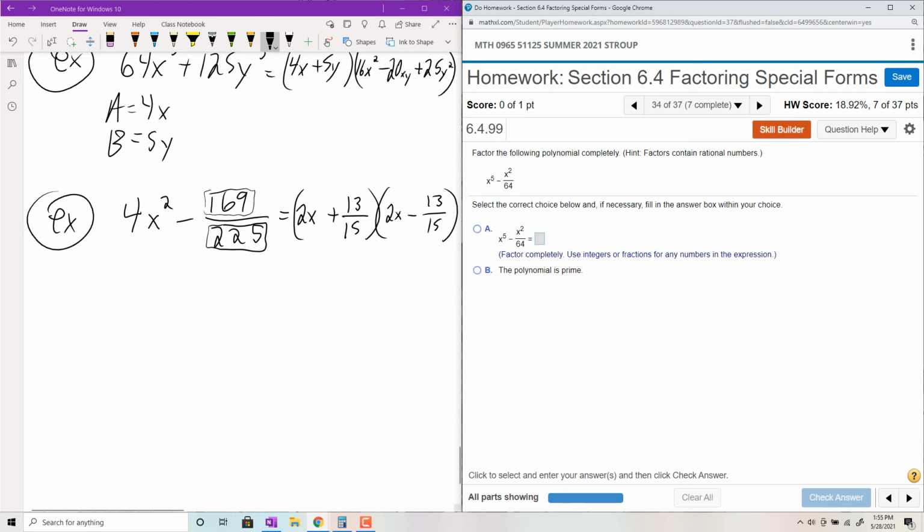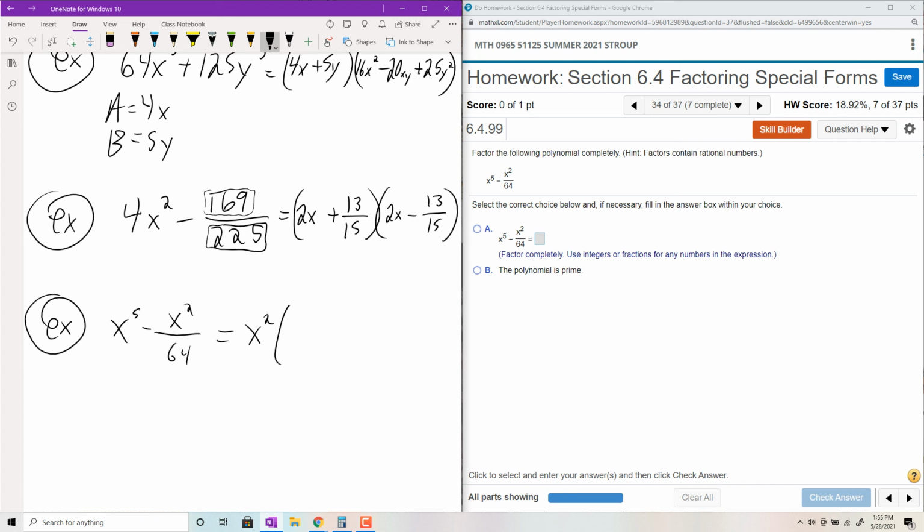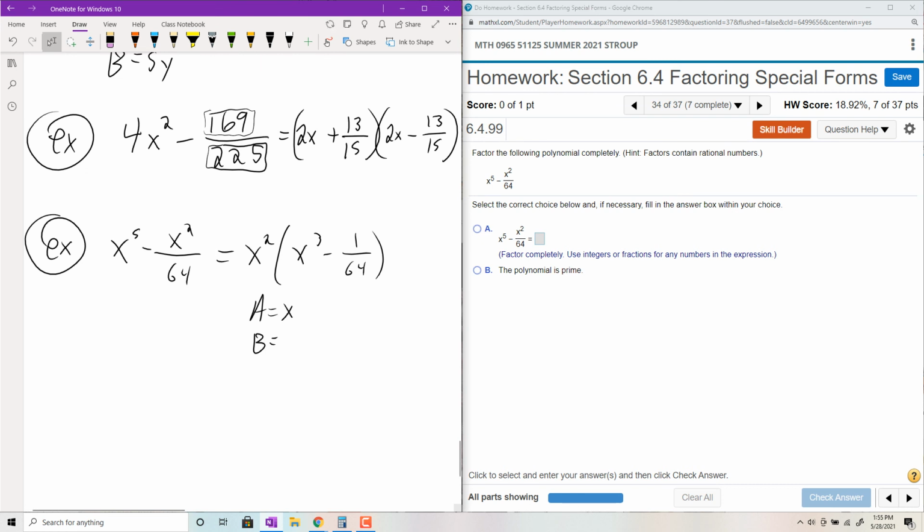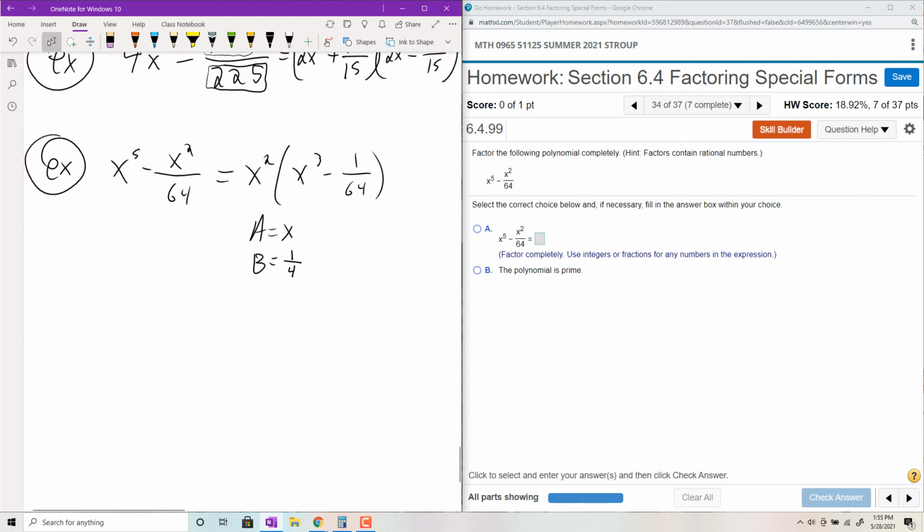And this one has a GCF, x to the 5th minus x squared over 64. I can pull out x squared, so I end up with x cubed minus 1 over 64. And then that's a difference of cubes. So the a value is x, and the b value, if you look at the denominator, that's just 4 cubed. So b is going to be 1 over 4. 1 over 4 times 1 over 4 is 1 over 16. Times 1 over 4 again will give you 1 over 64.